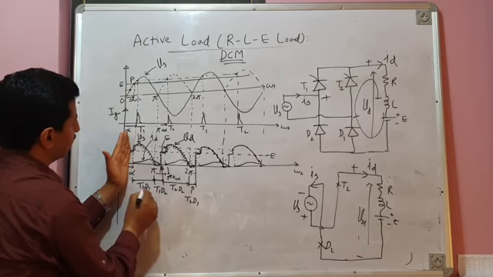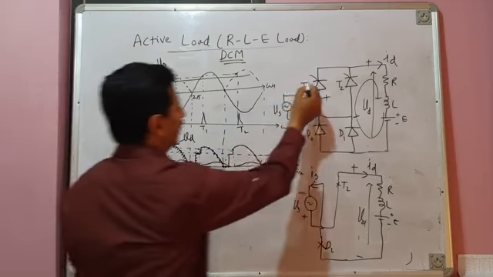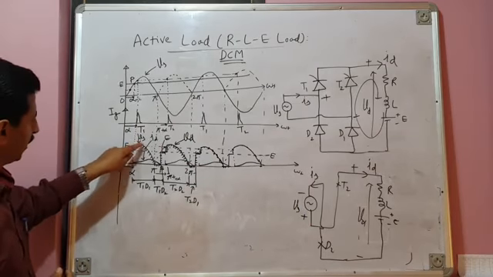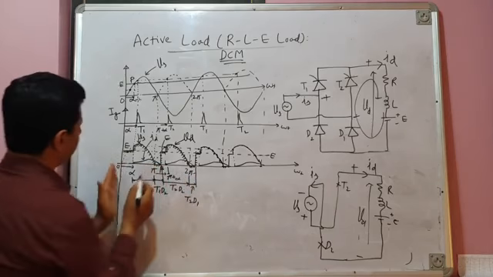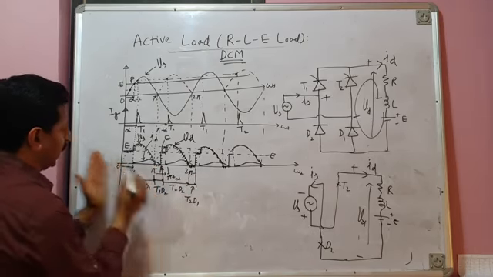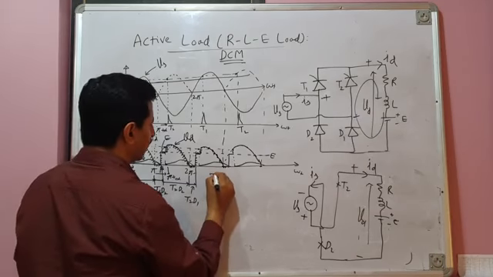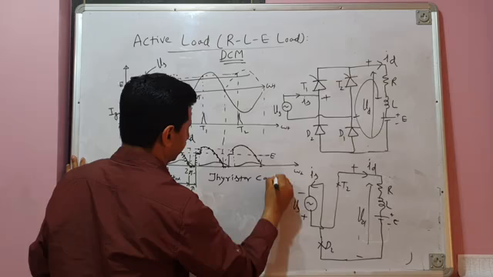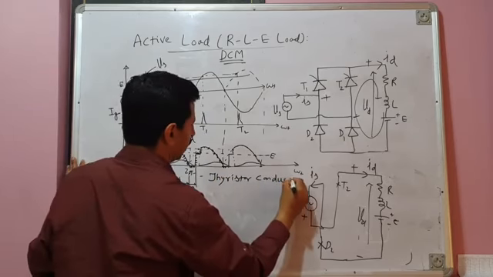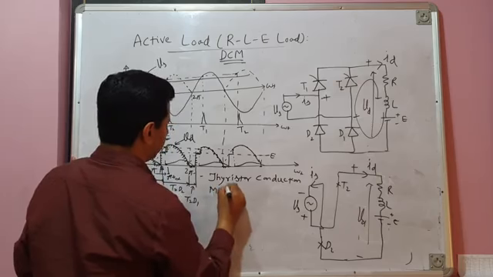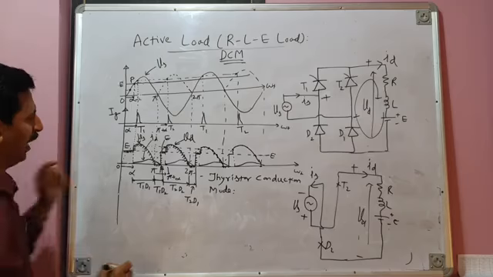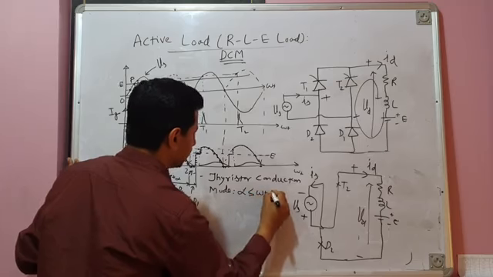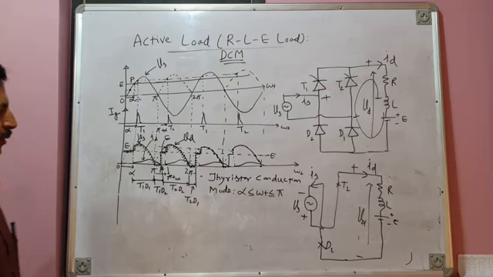From alpha to pi, the pair of devices T1 and D1 are conducting, and the load gets connected to the source, and it receives the remaining segment of the positive half cycle of source voltage. So during this period, thyristor T1 is conducting, and D1 is also conducting. This is called thyristor conduction mode. This is your first mode, thyristor conduction mode. And this thyristor conduction mode is from alpha to pi. So it is omega t from alpha to pi.